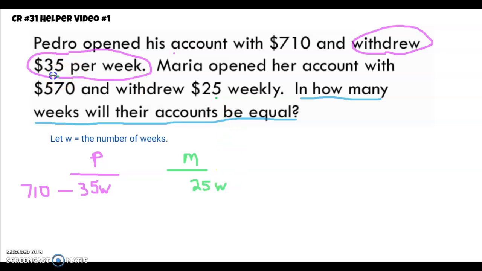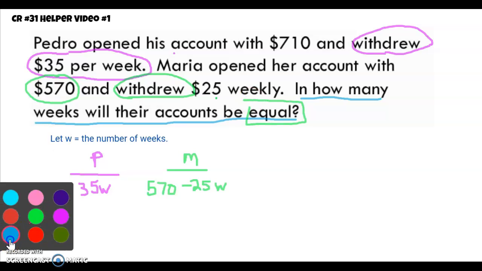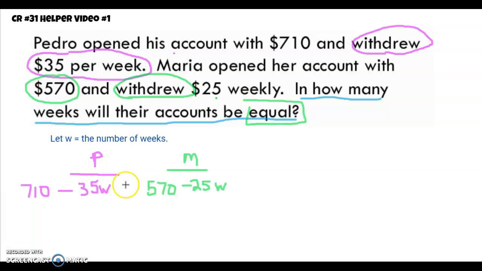So where did Maria start in her account? She started with $570, so that's where it all started. So I'm going to write that first. She withdrew $25 weekly. Withdrawing money means we're subtracting. Then it says, in how many weeks will their accounts be equal? So now I need to figure out when these two accounts will be equal. So I'm going to put an equal sign between the two.